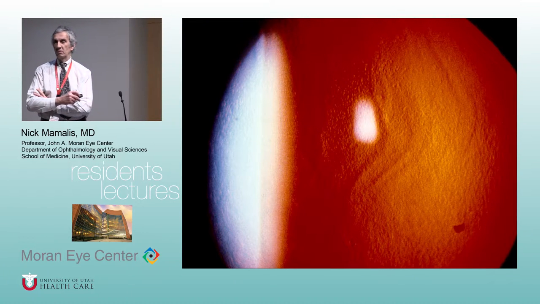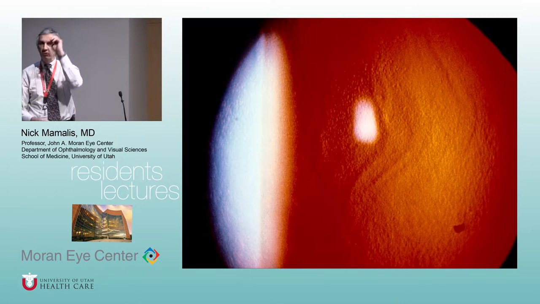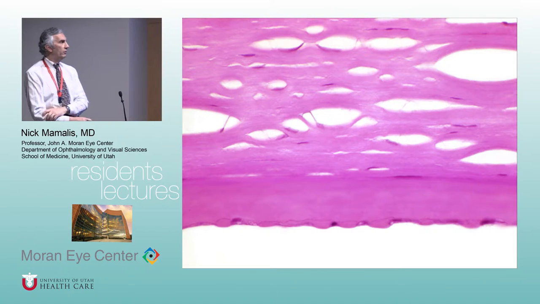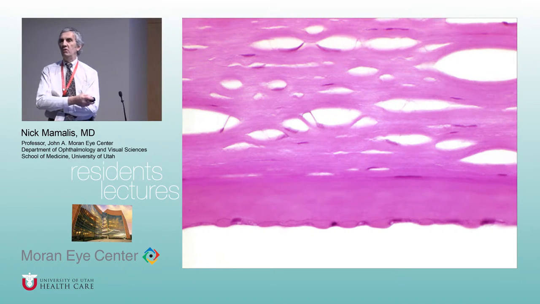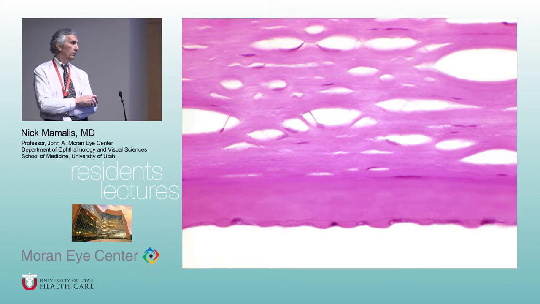What do we see in here? An area that is not quite as translucent as the rest of the surrounding cornea. So this is granular corneal dystrophy. If you look at the image, you see there's little bumps all over the place. It looks like someone took a little round hammer and hammered it, bam, bam, bam. You look at the path and you see these areas of degeneration, little cystic spaces.